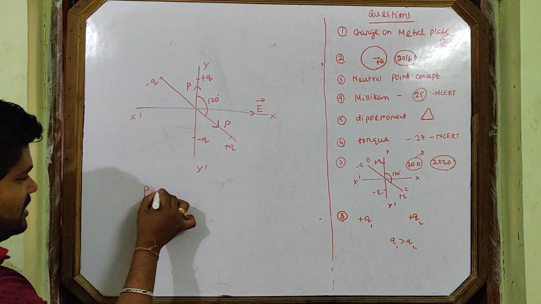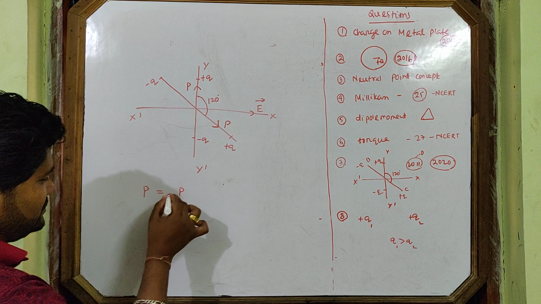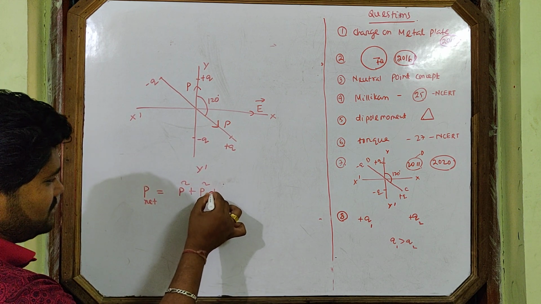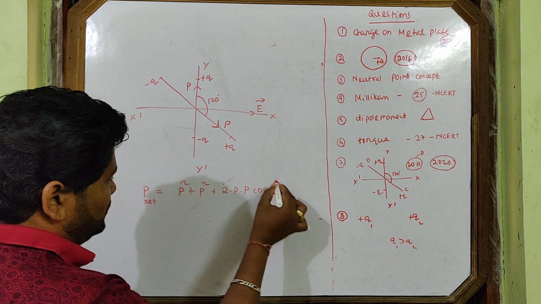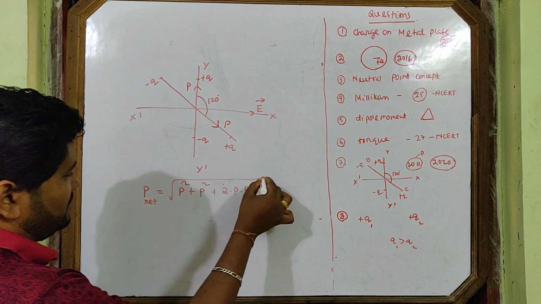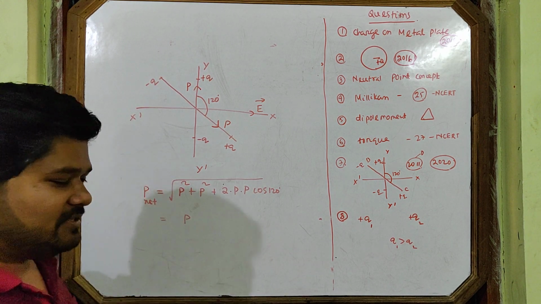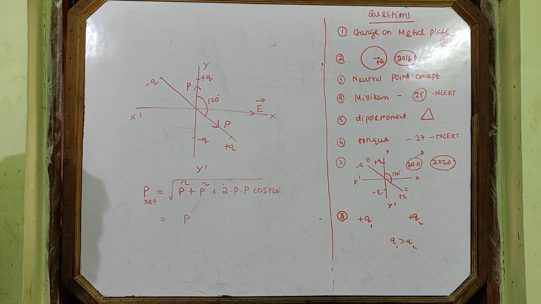You will use the triangle or parallelogram law formula. The net dipole moment is the square root of P squared plus P squared plus 2PP cos 120 degrees, and if you solve, you will get the answer P. Means the net dipole moment is also P.